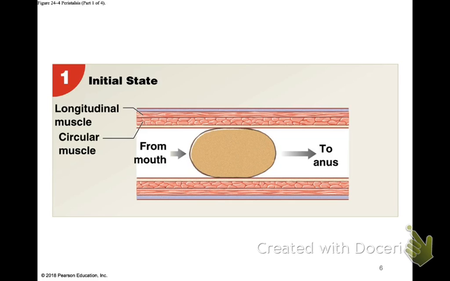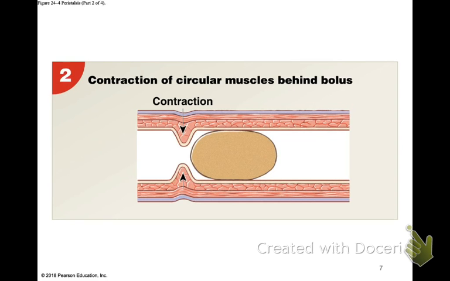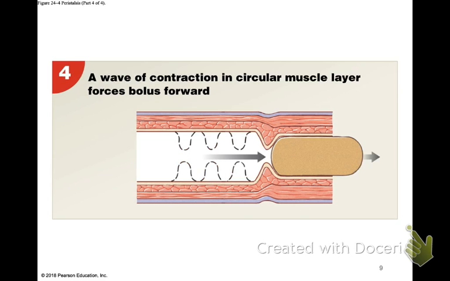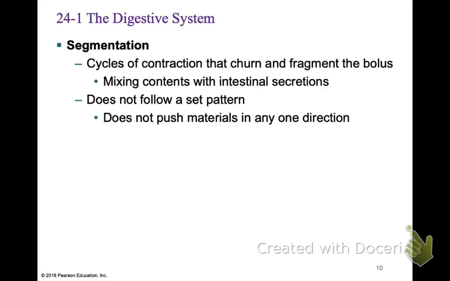Here we've introduced a bolus of food, a small ball of food, into, say, the esophagus. And what's going to happen is the circular layer constricts on the side towards the mouth, and it's going to squeeze that bolus of food towards the other end. At the same time, the longitudinal muscle is going to contract, and that widens the tract and gives that bolus a place to go. And so that contraction of circular muscle behind and longitudinal muscle ahead kind of forces that bolus of food forward.